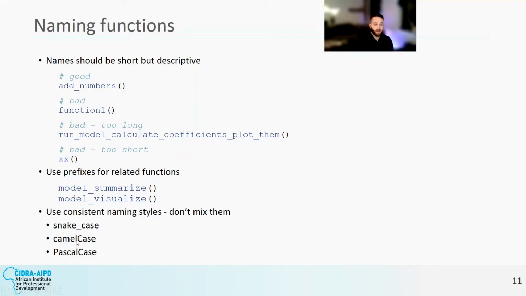Another example is camel case, where the first word is lowercase, and the second word is uppercase. And then there's also Pascal case, which is similar, except we also capitalize the first letter. So really, it's just a way to make functions easier to read. And like I said, you can use whichever one you prefer, but you just want to use the same style throughout your entire code.